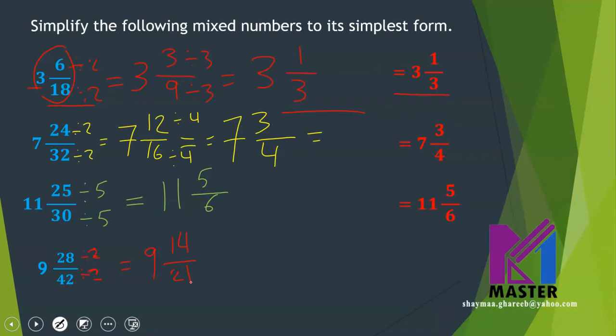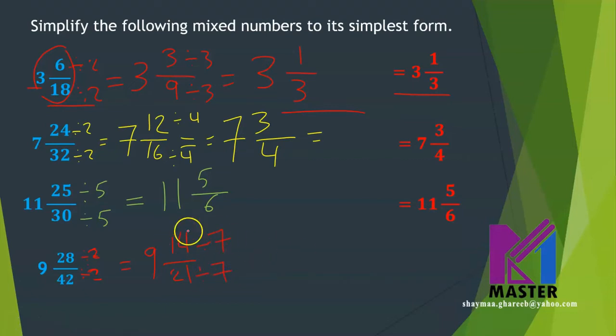Can I divide one more time by 2? No, because I have an odd number here. So this is 14 and this is 21. Both of them are multiples of, what do you think? Yes, of course, both can be divided by 7. So I can divide up and down by 7.